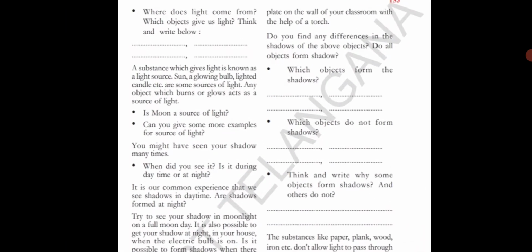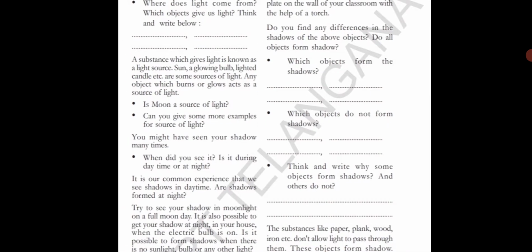Where does light come from? Which objects give us light? Think and write below. From the sun we get light. From bulbs and tube lights, we get light. A substance which gives light is known as a light source. Sun, a glowing bulb, a lighted candle, etc. are some sources of light. Any object which burns or glows acts as a source of light.